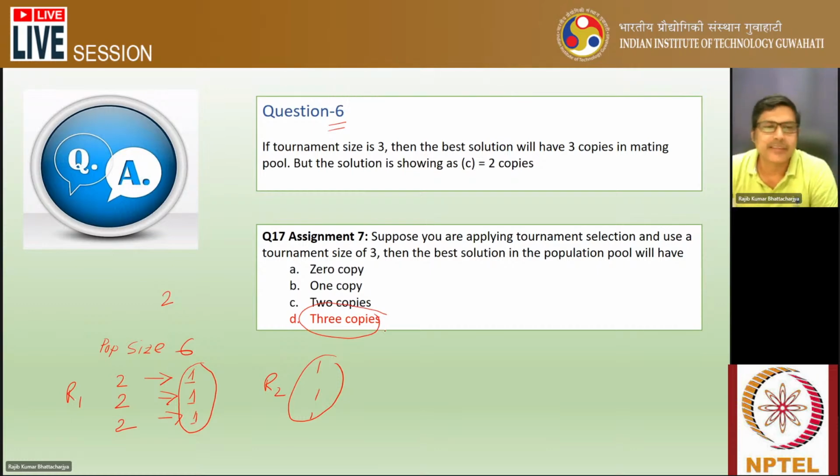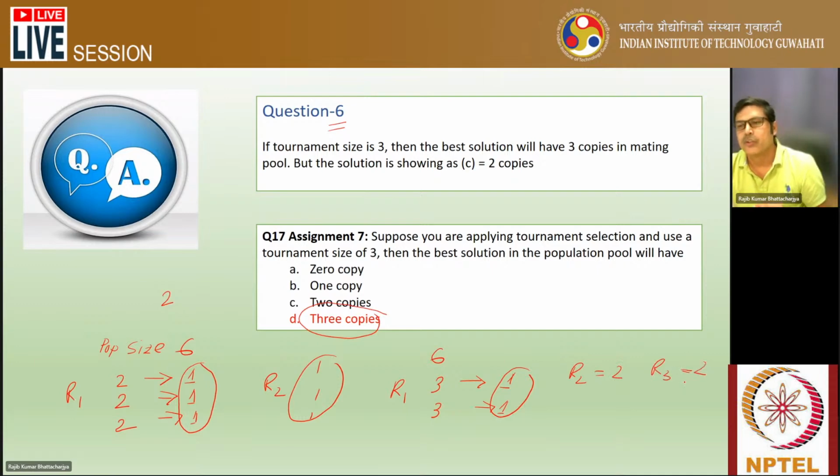Now in this case, the tournament size is 3. That means out of 6 solutions, I will select 3, and these 3 will go for the tournament and 1 will win. So you will get 1 solution. This is your round 1. The second time you are getting 1 solution. That means you will get 2 solutions in 1 round. Then in round 2 you will also get 2 solutions, and in round 3 also 2 solutions.